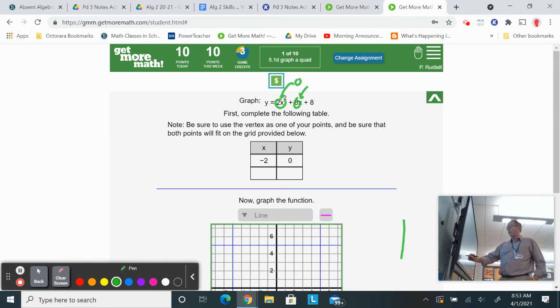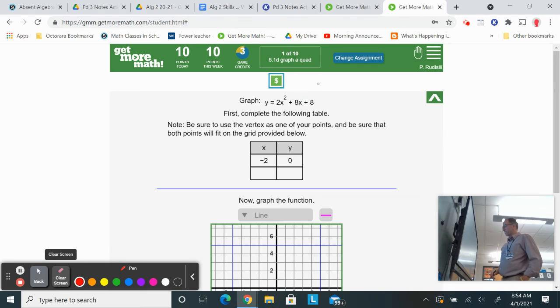So what other number should I substitute in? Well, 1 is an easy one. So if I put in a 1 where x is, 1 squared is 1, times 2 is 2. 8 times 1 is 8. 8 plus 2 is 10. 10 plus 8 is 18. That's even bigger yet. That's not going to fit. So why not use a negative 1?